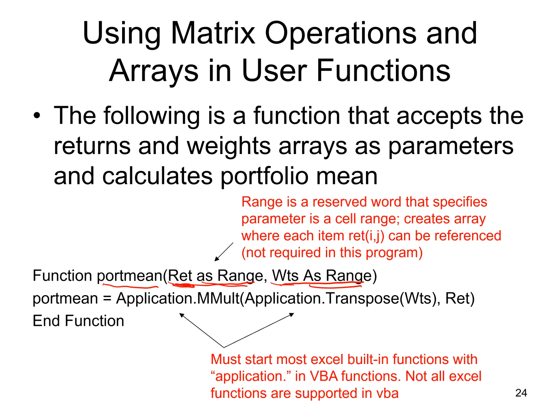And then we simply do a matrix multiplication: Application.mmult, Application.transpose weights and returns. And remember from the topic in which we covered matrix algebra, I need to transpose the weights column, turn it into a row, because you can only multiply a row vector times a column vector for the matrix multiplication to work. And also notice if I'm going to use most of Excel's built-in functions like mmult and transpose, I have to start them with Application dot.